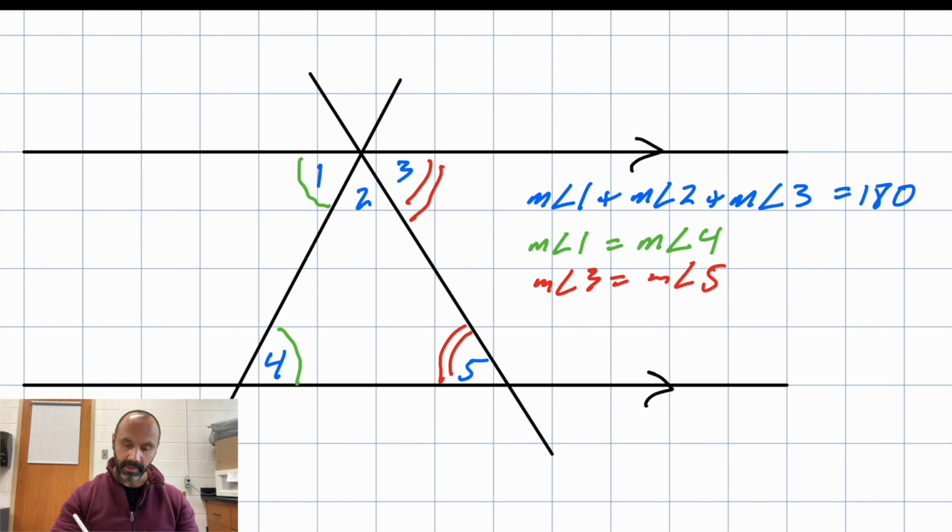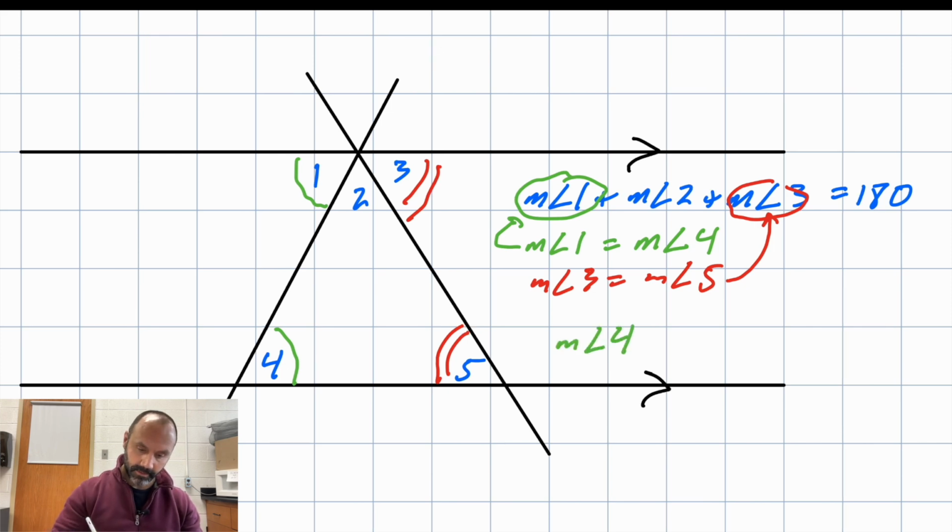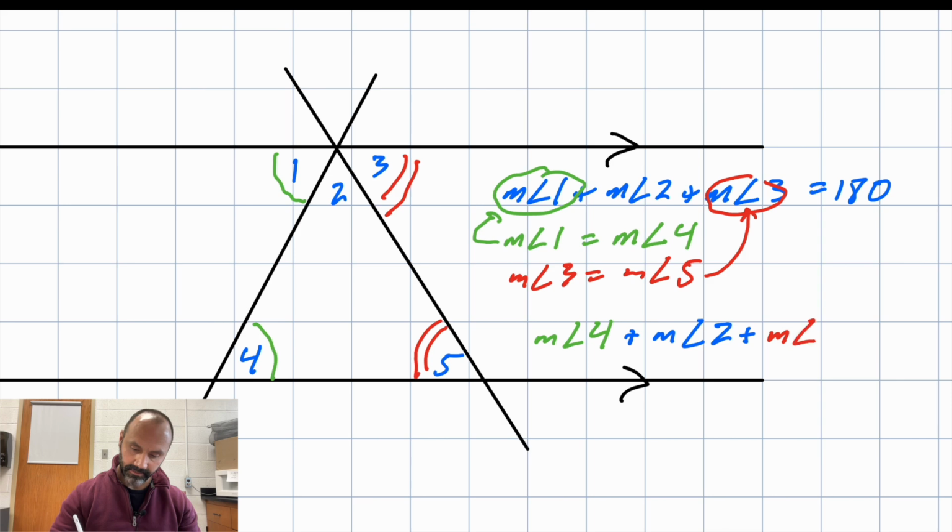Now, if I replace the measure of angle 3 with the measure of angle 5 in this equation, and if I replace the measure of angle 1 with the measure of angle 4 here, then what I end up with is this. I'm just substituting because I know that these things are equal. The measure of angle 4 plus the measure of angle 2, that one didn't get replaced, plus the measure of angle 5, which I replaced 3 with, equals 180 degrees.